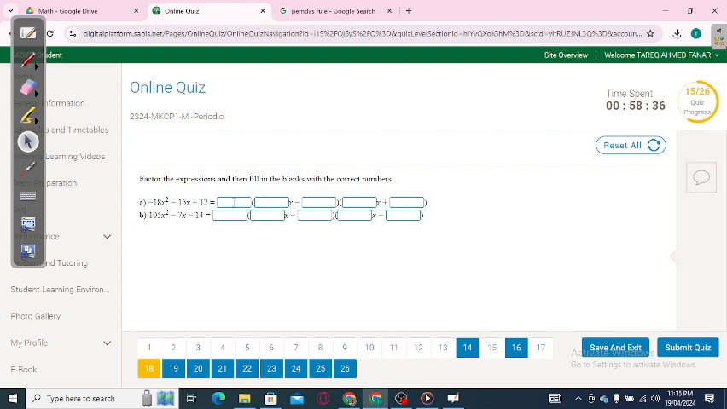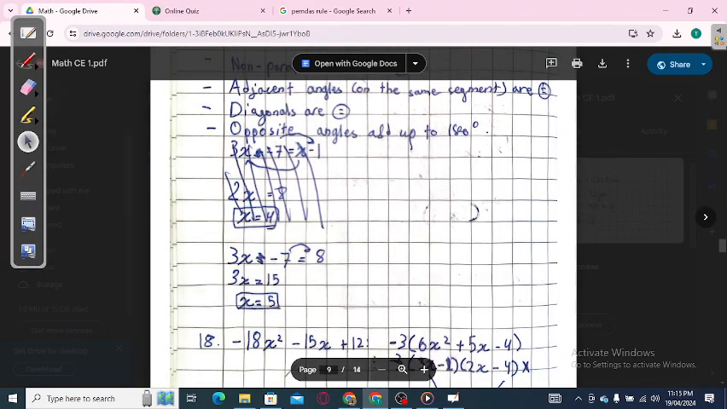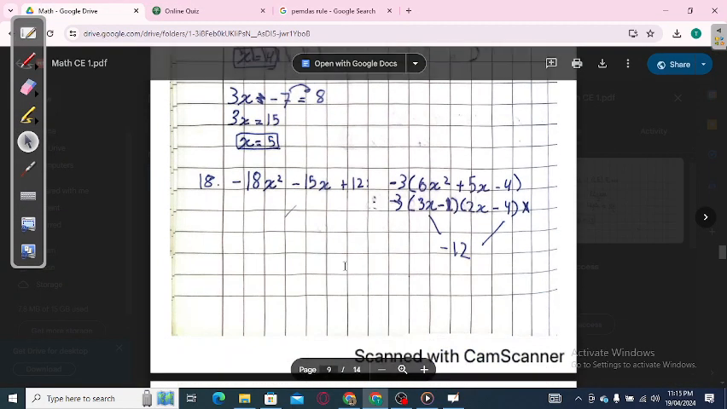This is more quadratic factoring. Factoring the quadratics is what I did. It's the repetition. So minus 18x squared, minus 15x, sorry, and plus 12. You take minus 3 as the factor, since that's the greatest common factor. You divide, you'll get this, right?